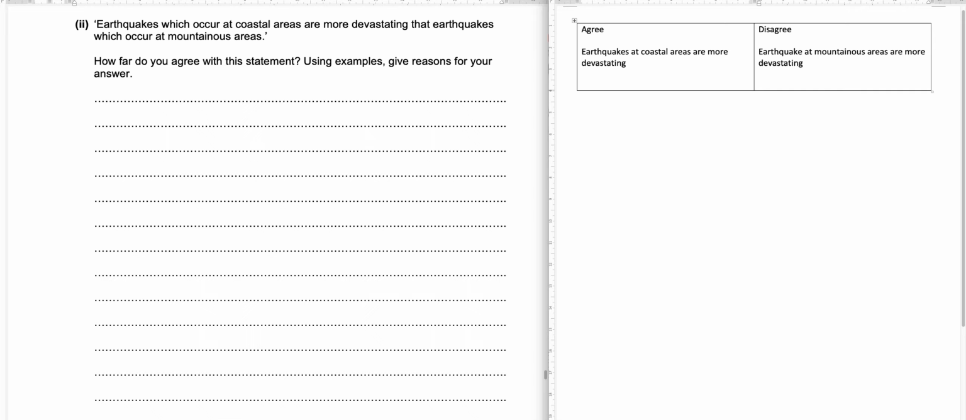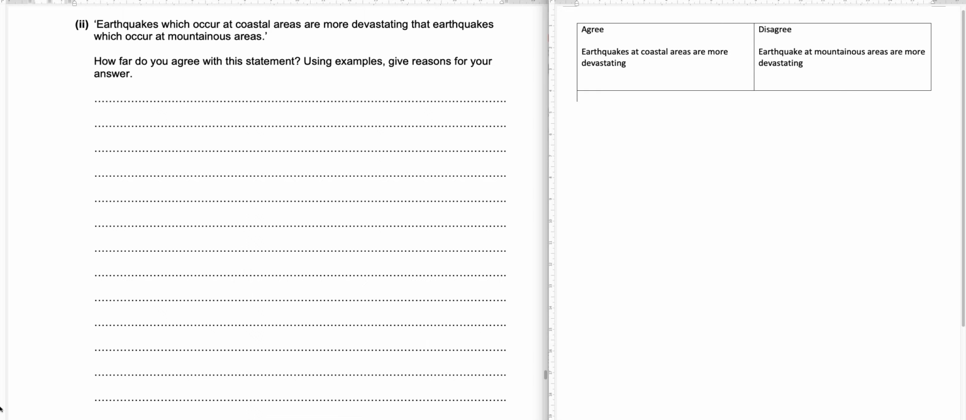Now you need not show me which is more devastating. You just need to show me the devastation at coastal areas, and the devastation at mountainous areas. And then in the last paragraph, you weigh. If you have no time to weigh to come to a conclusion, that's fine. There's only 1 mark anyway.